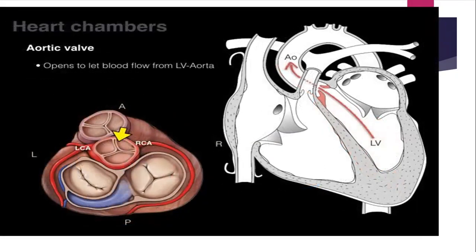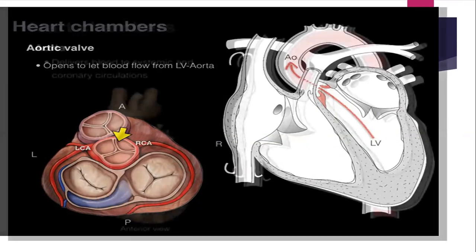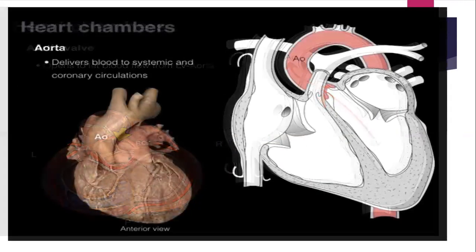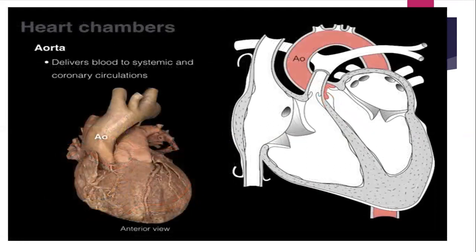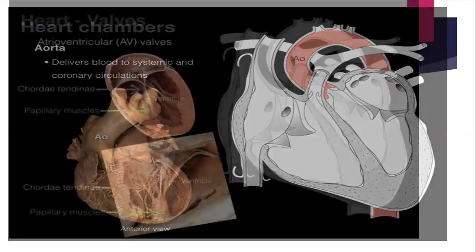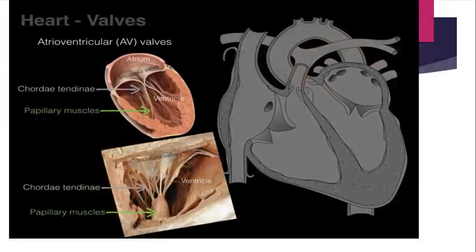So the aortic valve opens to let blood flow from the left ventricle to the aorta. You can see it out the aorta. It opens to the aorta. So the aorta delivers blood to the systemic and the coronary circulation.